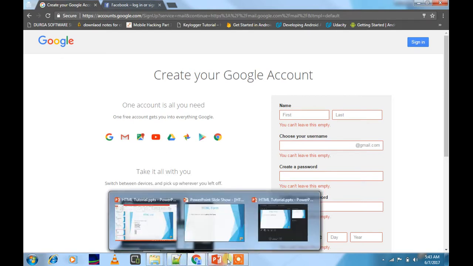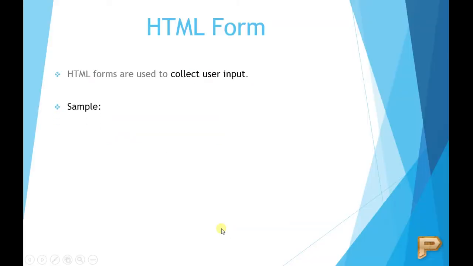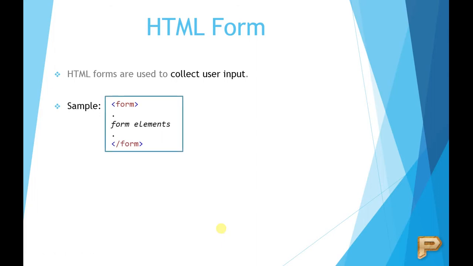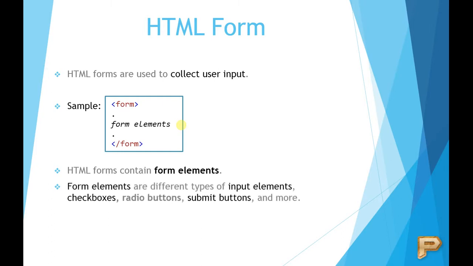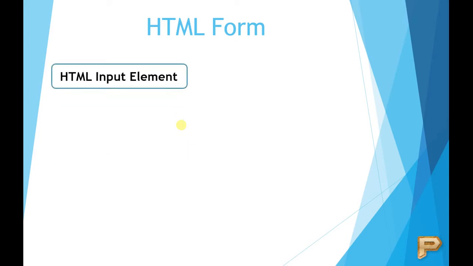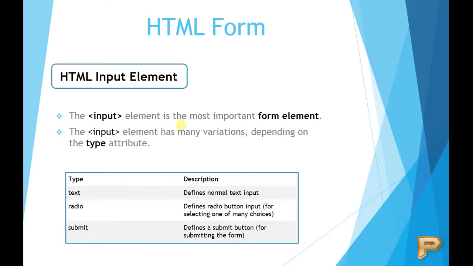So we'll go back to the slides and see what more forms there are. Forms are basically written in the opening and closing form tag, and in between, all the form elements are enclosed. An HTML form contains form elements. Form elements are different types of input elements, checkbox, radio buttons, submit buttons and much more. The input element is the most important form element, and it has many variations depending upon the type attribute. It could be text, it could be radio, it could be submit.